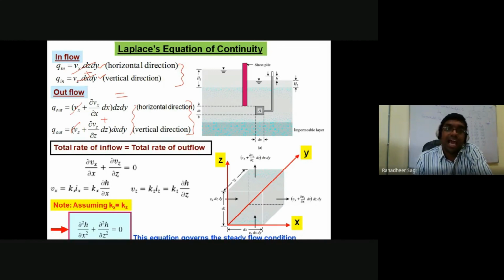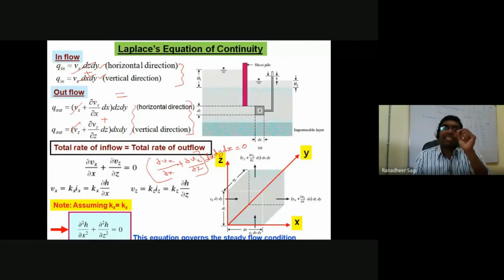So what I'll still have is dou Vx by dou x into dx dz dy plus dou Vz by dou z into dz dx dy. In the sense, I can simply write this particular expression. What is ultimately remaining is dou Vx by dou x plus dou Vz by dou z, with dx, dy, dz common, and that has to be equated to 0.